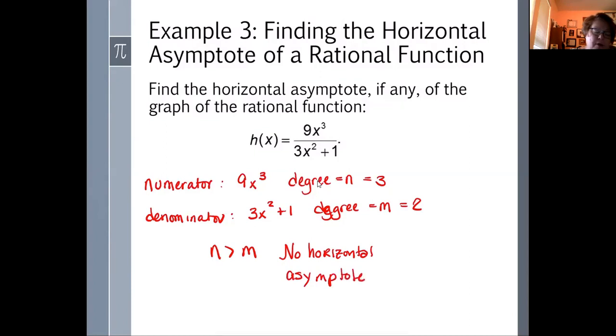And we can see from the graph that that is true. As a matter of fact, as x increases without bound, so does y. y goes to positive infinity. And as x decreases without bound, so does y. y decreases without bound. So y goes to negative infinity.